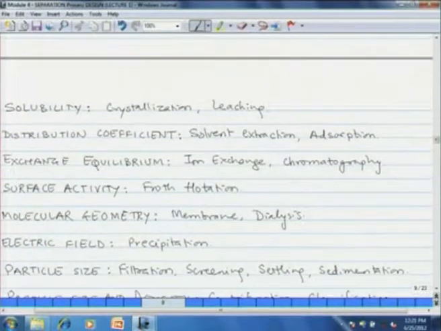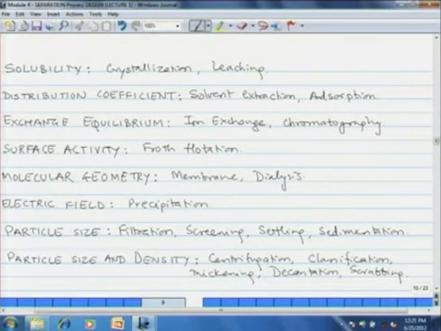Then the exchange equilibrium. This is a property for ion exchange resin or chromatography. Then the surface activity, that is used for froth flotation. There are some attractive forces between certain solid particles and the bubble surface, which is of hydrophobic character. So, in froth flotation bubbles are generated and, when you have a solid mixture, particles of a certain component get attached to the bubble due to the surface activity. That is the property for design of the froth flotation process.